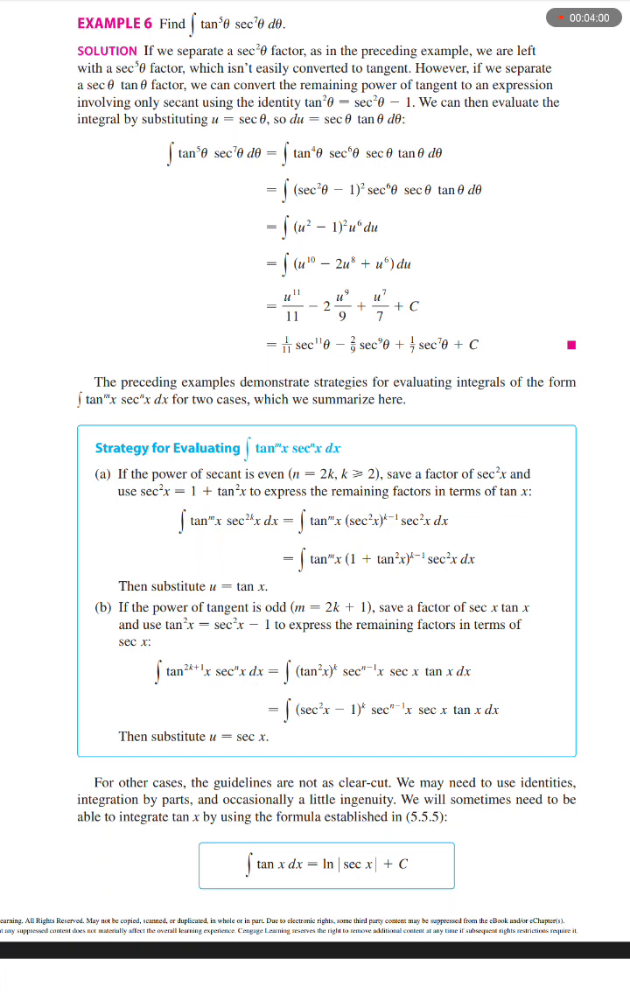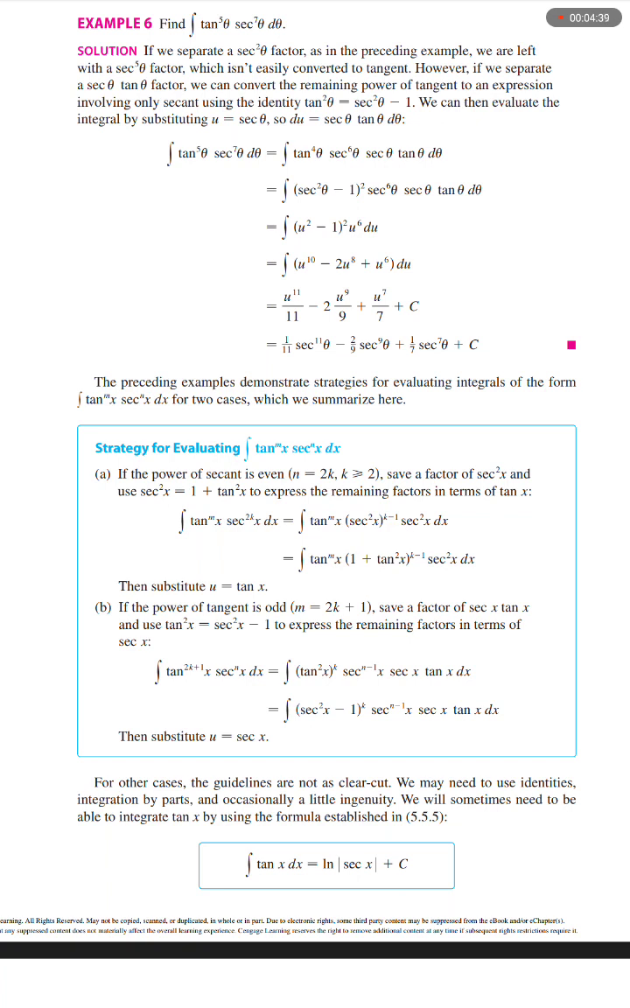The integral of tangent to the power m x secant to the power 2k x dx equals the integral of tangent to the power m x (secant squared x) to the power k minus 1 secant squared x dx equals the integral of tangent to the power m x (1 plus tangent squared x) to the power k minus 1 secant squared x dx. Then substitute u equals tangent x.